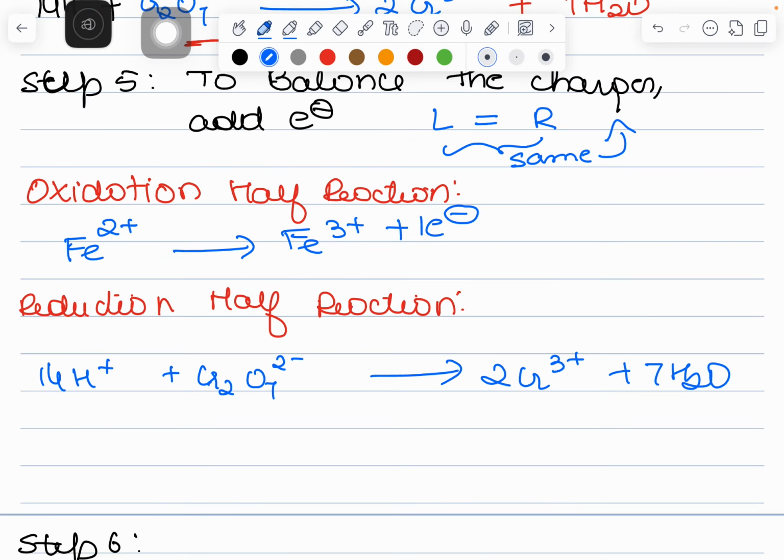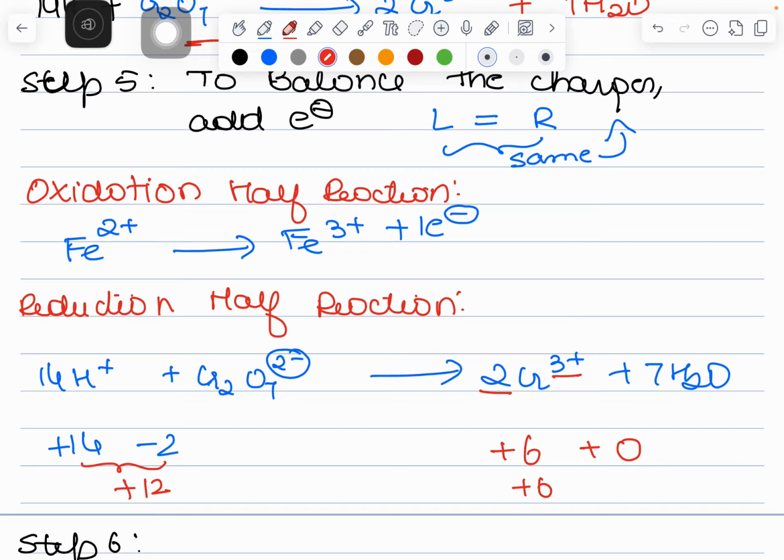14H+. So 14 and H+, so it is charges plus 14. Here we have minus 2 charge over left hand side. Right hand side we have 2 into 3, it is plus 6 charge, and overall hydrogen has 0 charge. So here we have plus 12 charge and plus 6 charge.